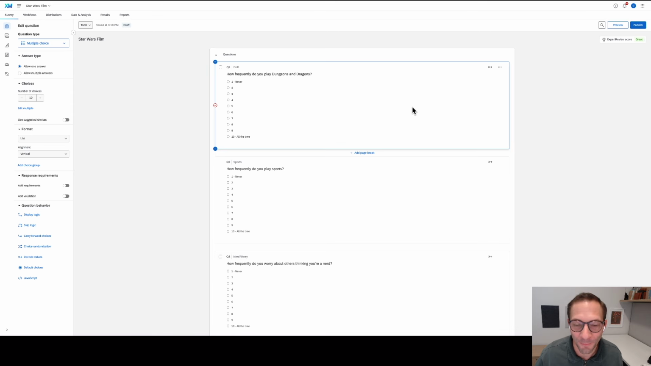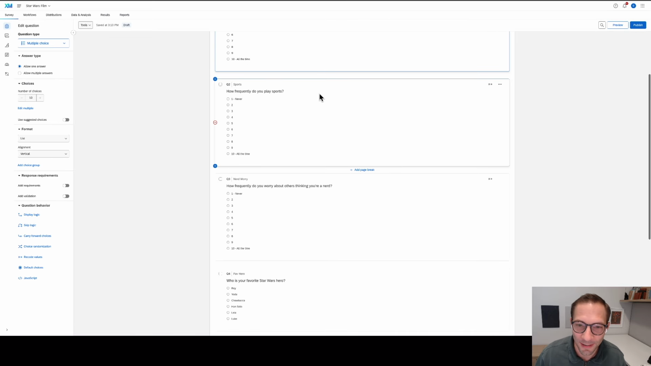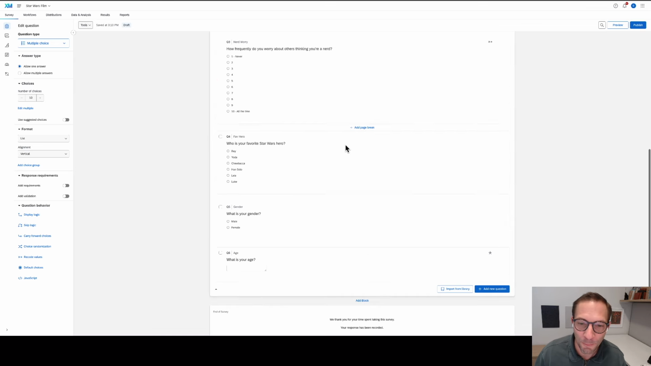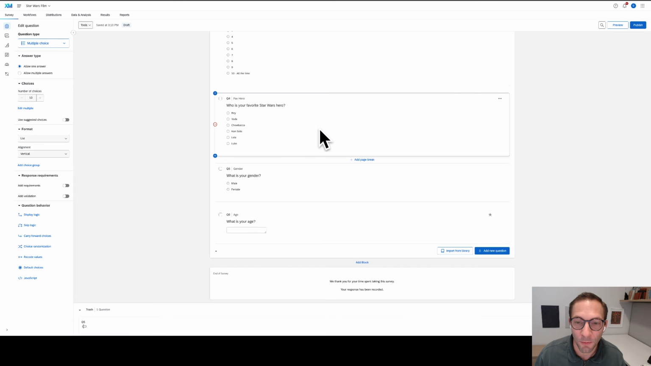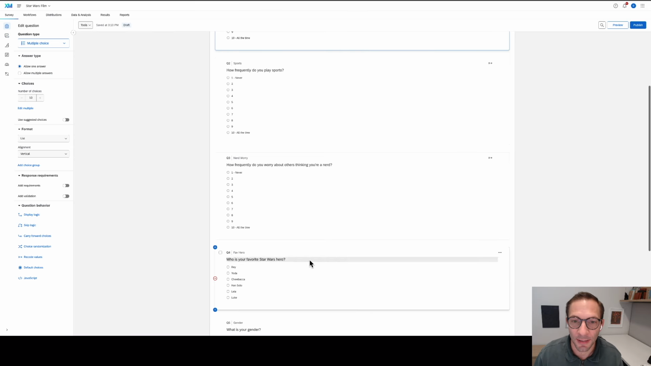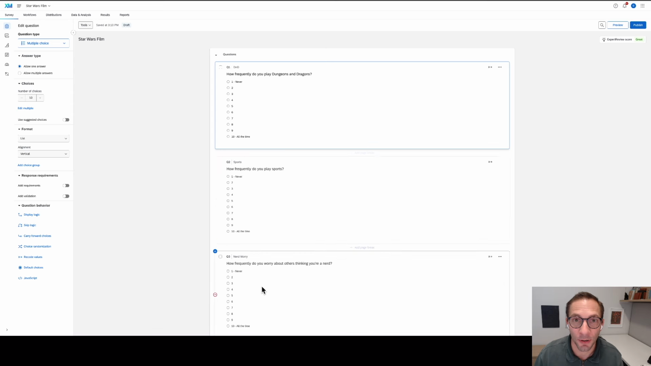It's just a fun little example, but how frequently do you play Dungeons and Dragons? Participants were asked that. How frequently they play sports, how frequently they worry about whether others think they're a nerd, who their favorite Star Wars hero is, what their gender is, and what their age is. And also, if you go to the survey flow, there's SW tickets, which was the number of Star Wars tickets that they purchased for the last film. So this is a data set that we're going to be using.